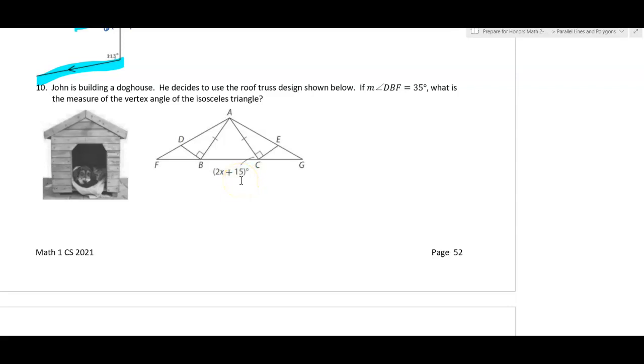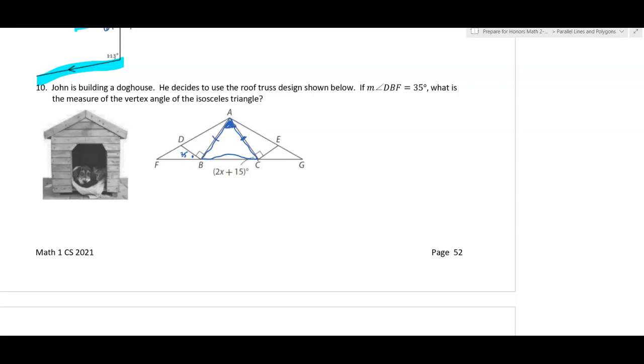Now, it says here, John is building a doghouse. He decides to use the roof truss design below. If DBF is 35 degrees, so DBF, that's this angle here, that is 35 degrees. What is the measure of the vertex angle of the isosceles triangle? So we're trying to find, if this is my isosceles triangle, I'm trying to find the measure of this angle here.